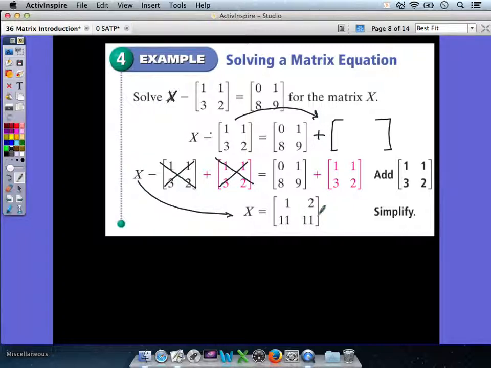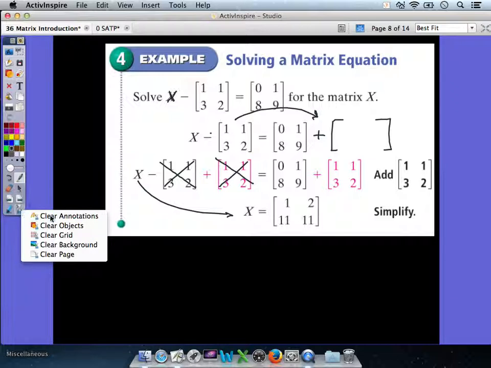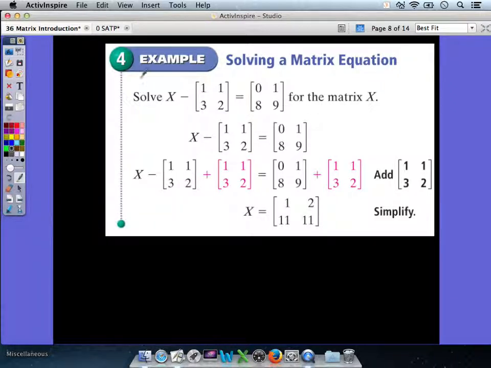And I can always go back and check that. If I place that matrix up here, 1, 2, 11, 11, I can walk through and look at it. 1 minus 1 is 0. 2 minus 1 is 1. 11 minus 3 is 8. 11 minus 2 is 9. So I can take that back and check it.